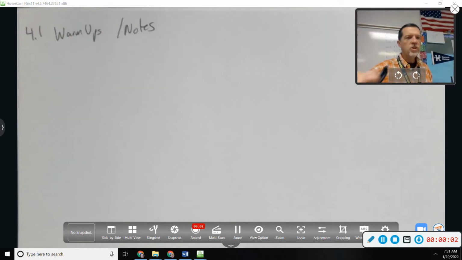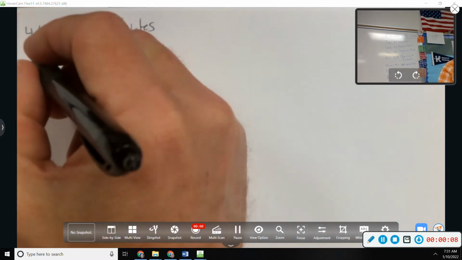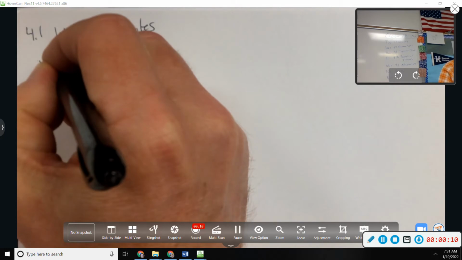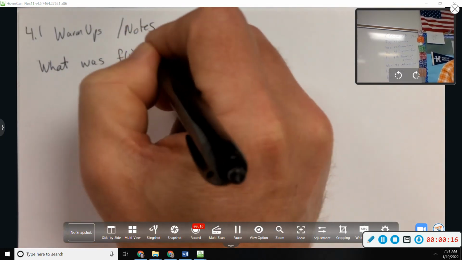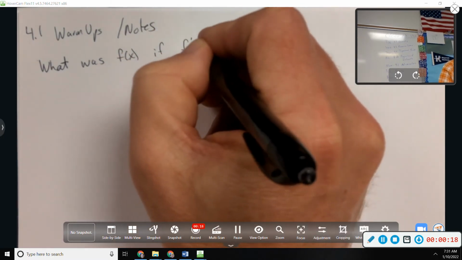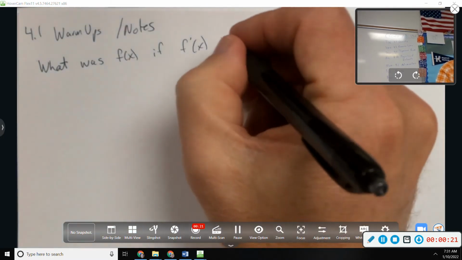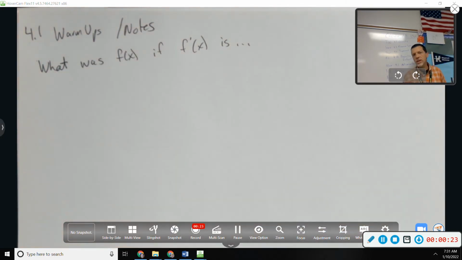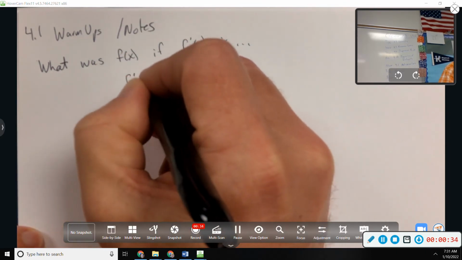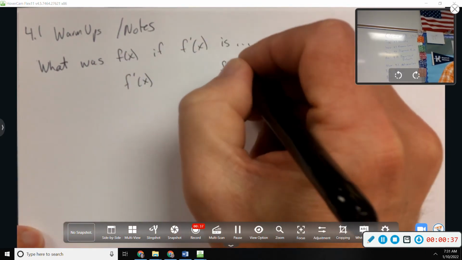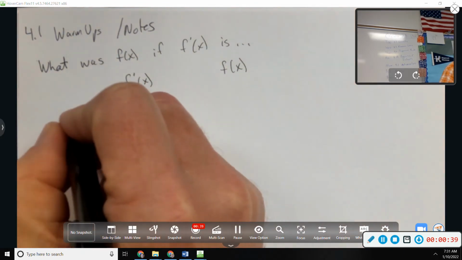So we'll start with some questions that I think you can answer, and then we'll get into some that lead into the lesson more specifically. So what was f of x if f prime of x is... So I'm going to give you a table, basically, where I tell you what f prime is, and you need to be able to think backwards and figure out what f is. So kind of a backwards Jeopardy type question here.